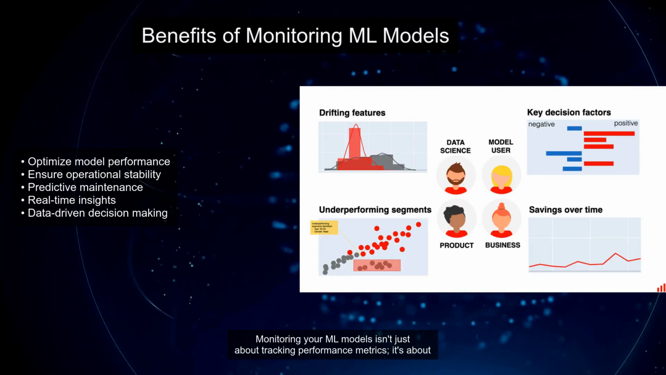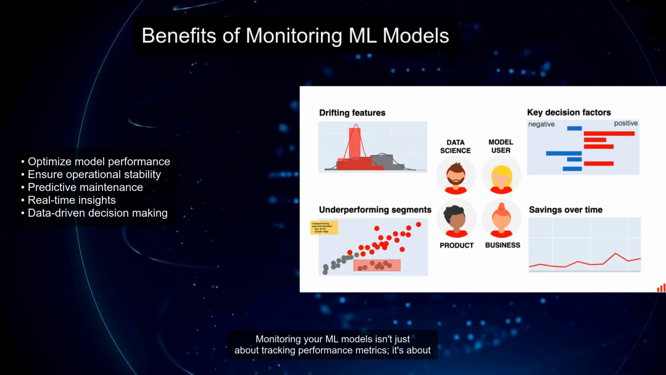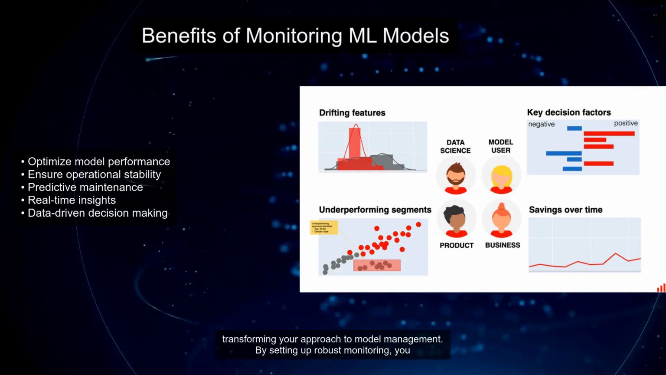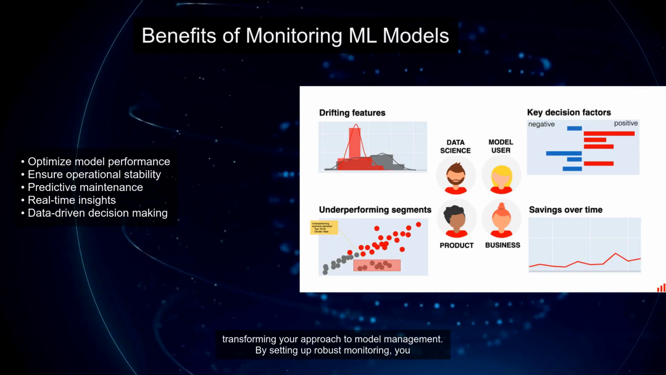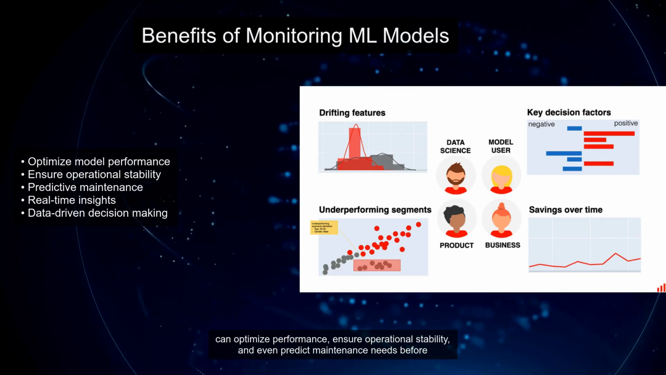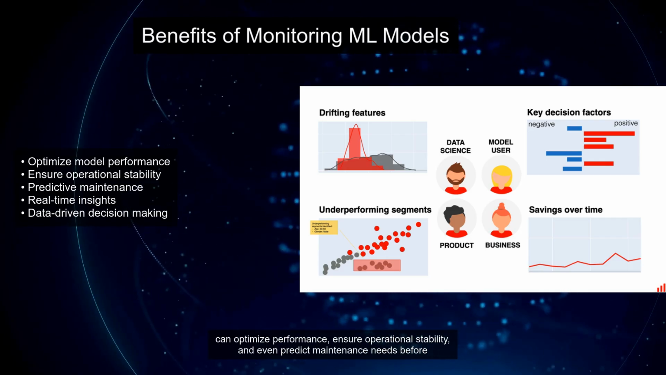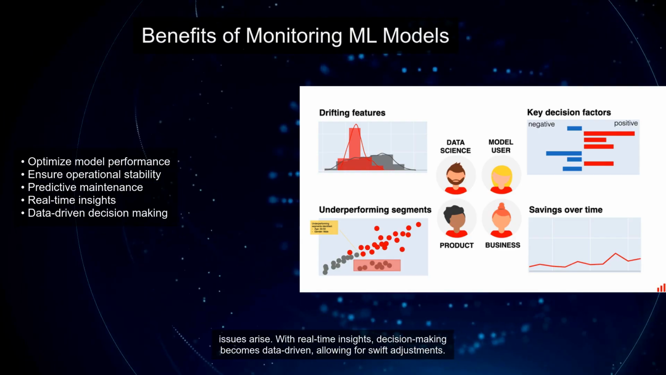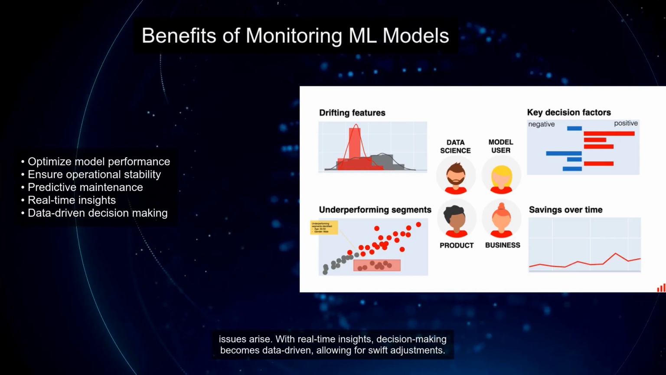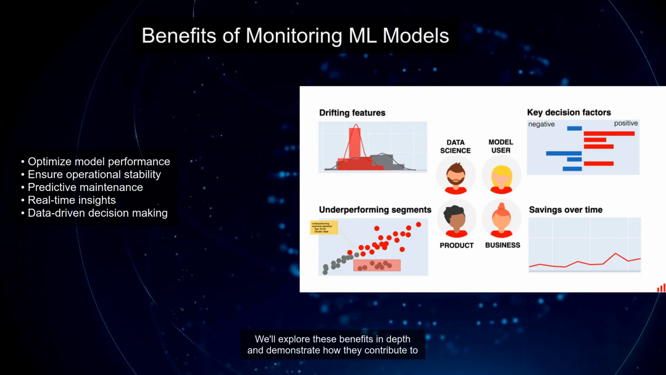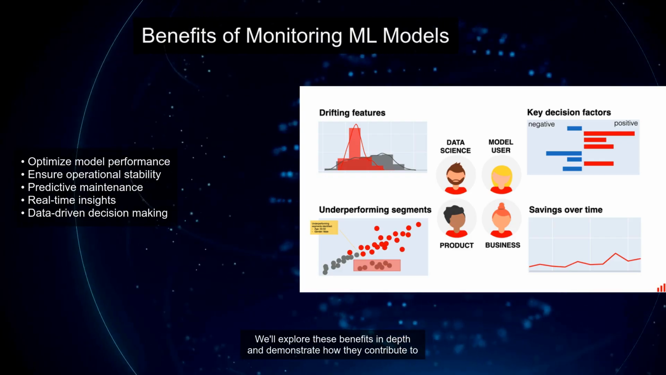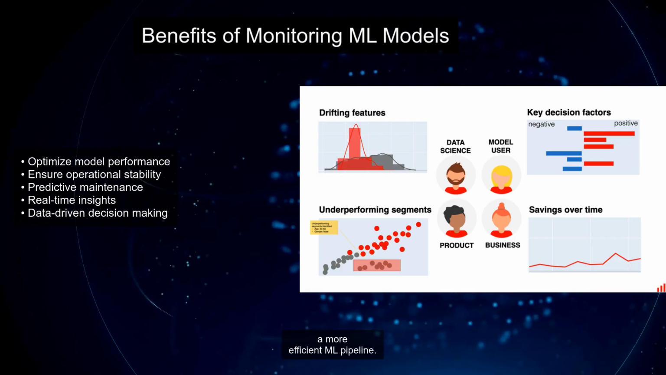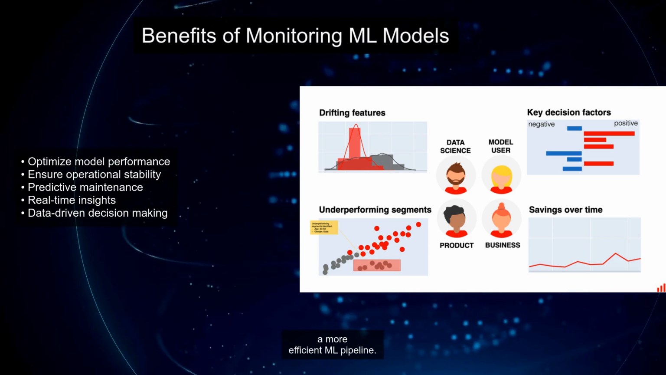Monitoring your ML models isn't just about tracking performance metrics, it's about transforming your approach to model management. By setting up robust monitoring, you can optimize performance, ensure operational stability, and even predict maintenance needs before issues arise. With real-time insights, decision-making becomes data-driven, allowing for swift adjustments. We'll explore these benefits in depth and demonstrate how they contribute to a more efficient ML pipeline.